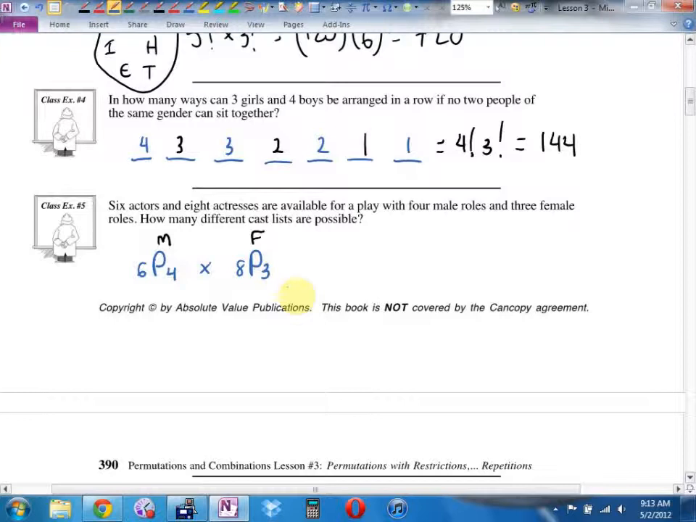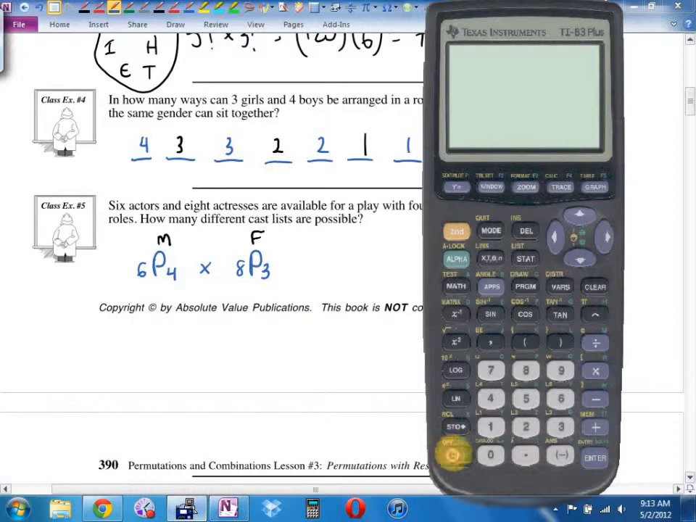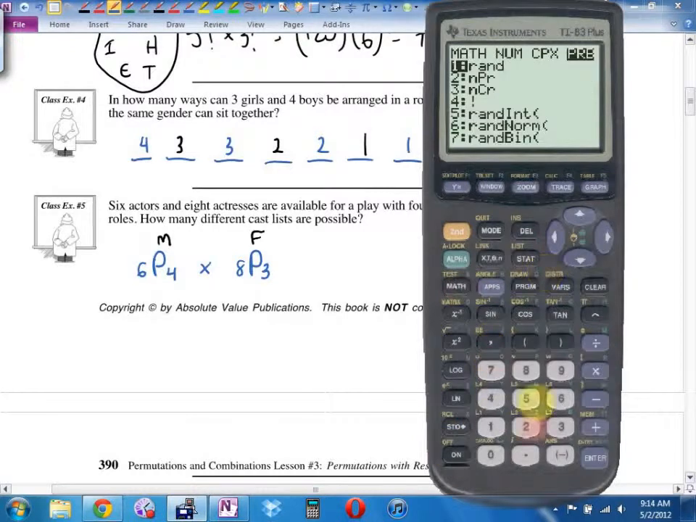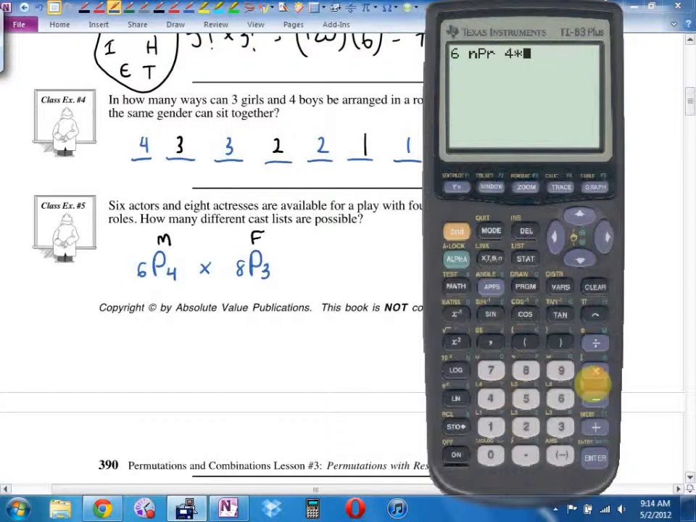Where was the NPR? Also in the same submenu, right? 6 math back, 2, 4, and 8 math back. You got 120,960 possibilities?